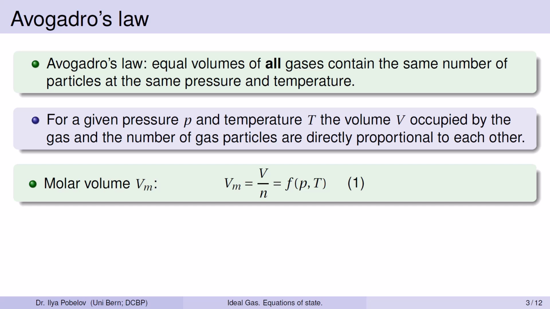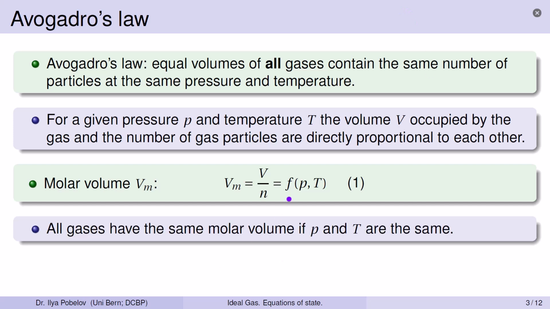Second, it implies that it does not matter which gas exactly we are considering, they all have the same number of particles in equal volume and therefore the same molar volume if the pressure and the temperature are the same. Mathematically, we can express it with a statement that the molar volume is a function of the pressure and the temperature only and is independent of the amount and nature of the considered gas.